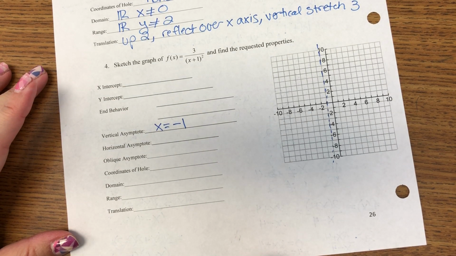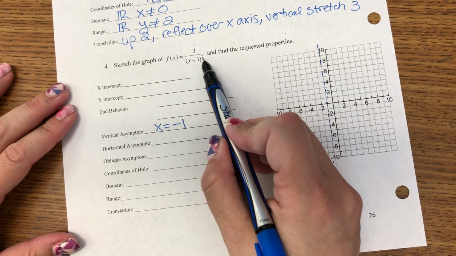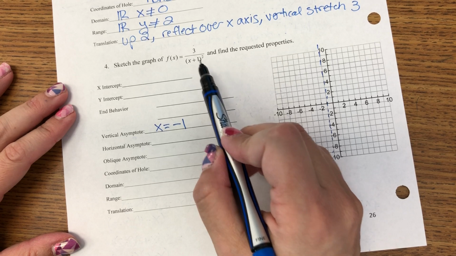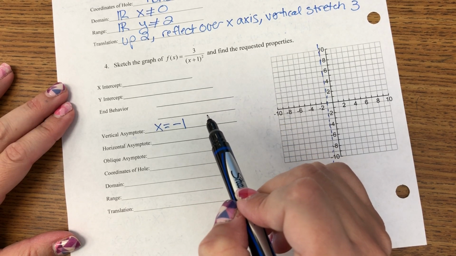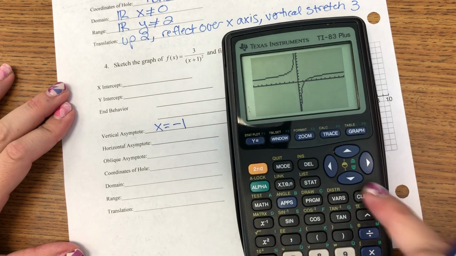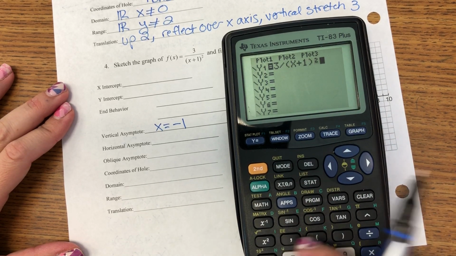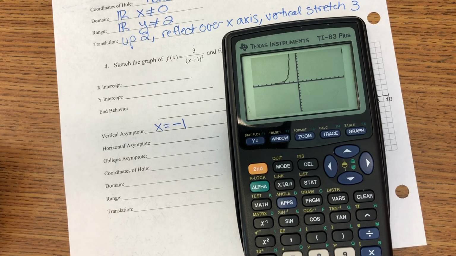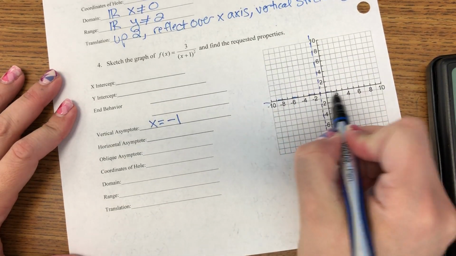For the horizontal asymptote, it's not in polynomial form, so I'm not gonna compare the degrees. I mean, you could multiply it out and do x plus 1 times x plus 1, or you could just look at it in your calculator. We'll use our resources. Oh, or you can see there's no translation up or down, so the horizontal asymptote is going to stay at y equals 0 from the parent function. That's a better way to do it. There we go, y equals 0.